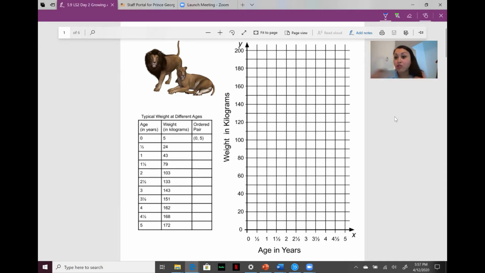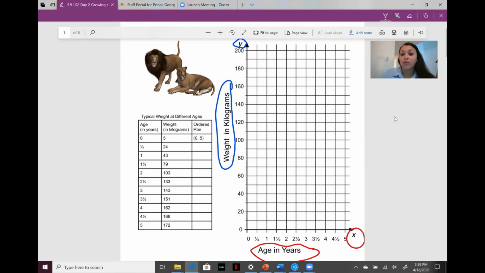It also represents graphs. So in this case, we see a graph here. It shows us the weight in kilograms for the lions, which is right here on the y-axis. And then it shows us the age in years of the lions on the x-axis. So a lot of times when we have a graph, you just see something along the bottom and something along the side. So really what those numbers mean is that there's a coordinate plane underneath that data.